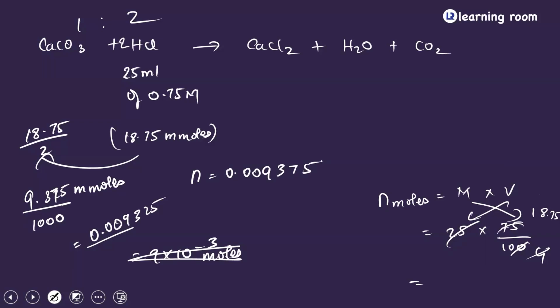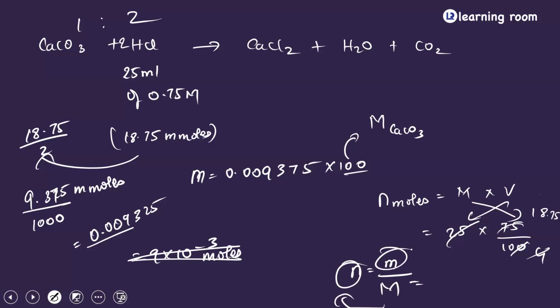You have got number of moles as 0.00935, right? This into 100 will give you the mass, because this is the molar mass of what? Calcium carbonate. Number of moles is equal to given mass by molar mass. So number of moles into molar mass will give you the given mass. Multiply by 100, and you get 0.94 grams.